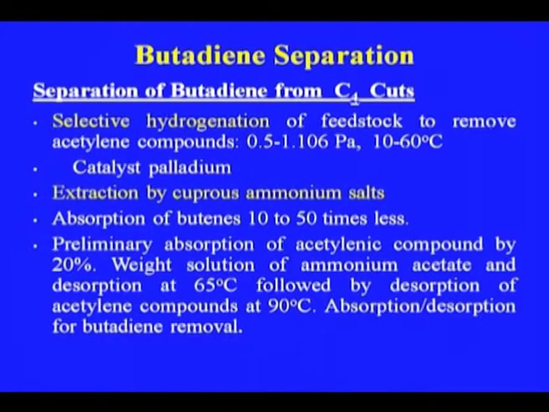So, preliminary absorption of the acetylene compounds by 20% wet solution of the ammonium acetate and the desorption at 65 degrees centigrade, followed by the desorption of the acetylene compound. So, the separation that takes place, and absorption desorption for butadiene removal. These are some of the steps involved in the extraction process.